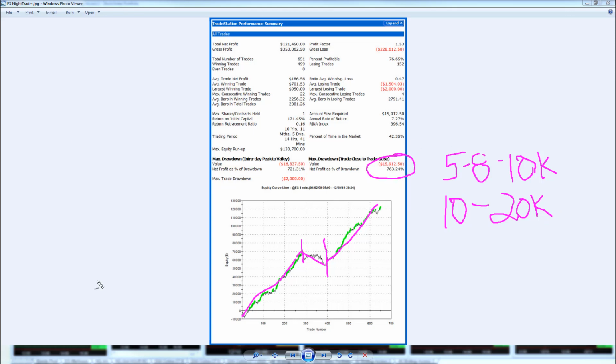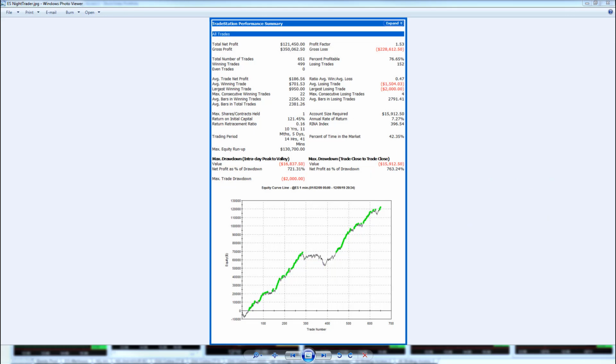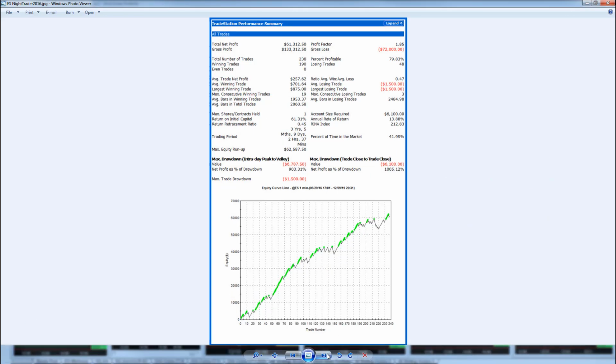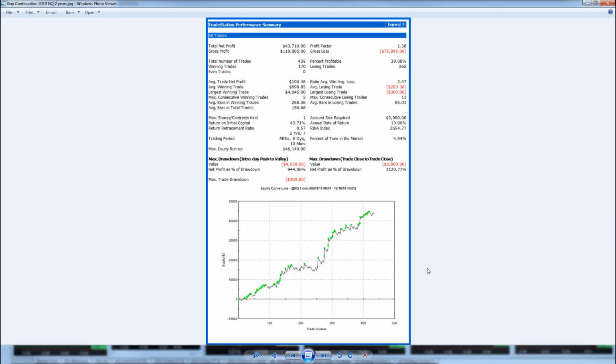So that is Night Trader, and look at Night Trader since about 2016, the drawdown has been less. 257 average trade profit, 6,100. So that is Night Trader most recently. Really in sync with the market.